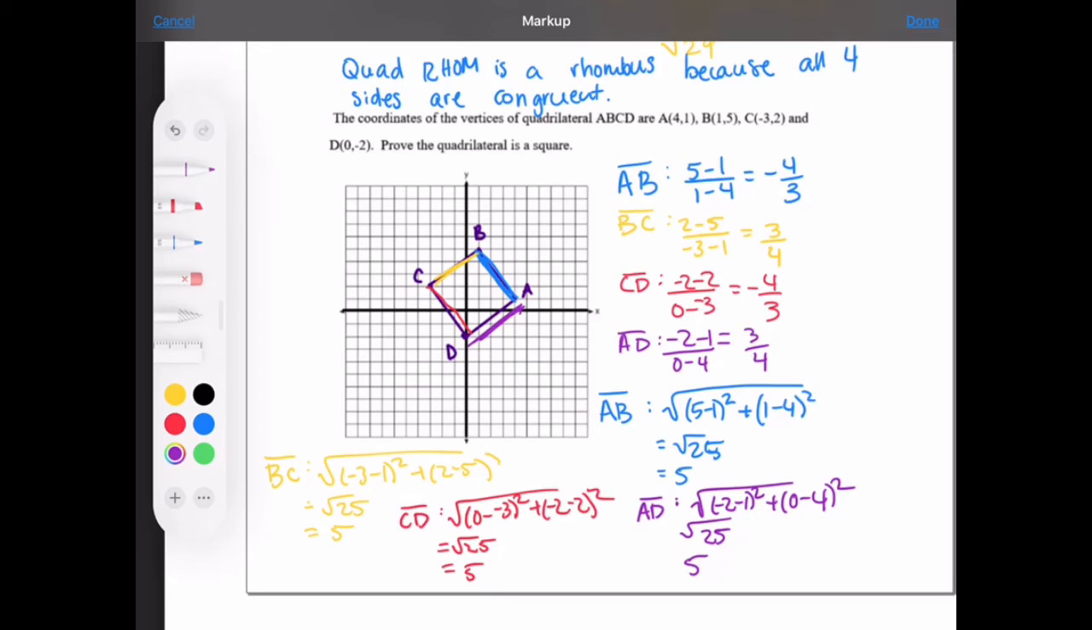So that's it. That's all you have to do. That shows it's a square. All we have to do is write our concluding statement, which will say that quadrilateral ABCD is a square because consecutive sides are congruent and perpendicular.